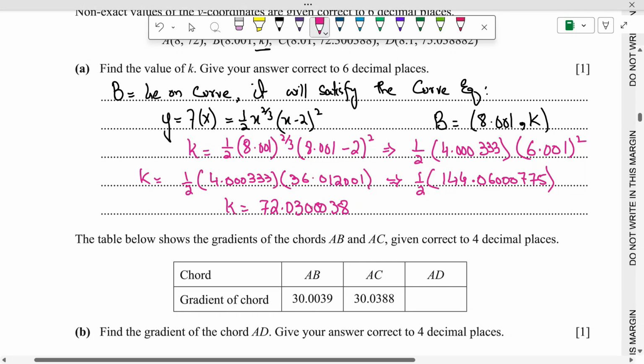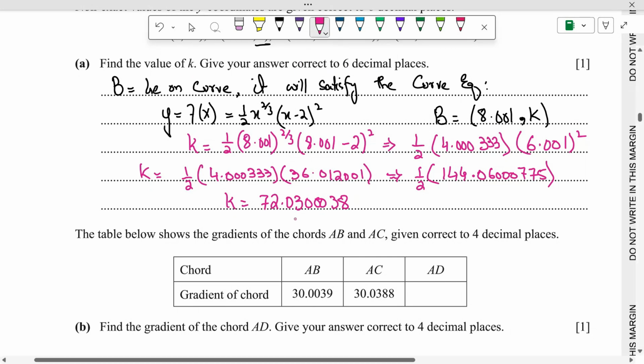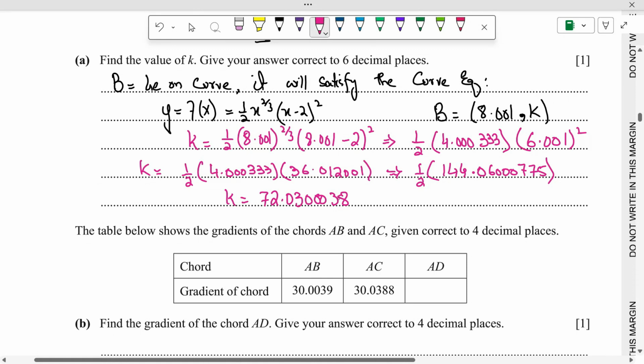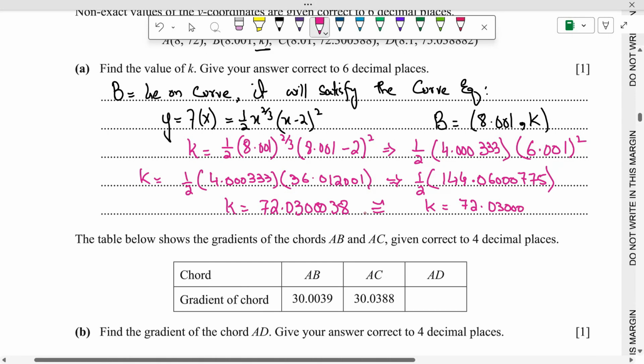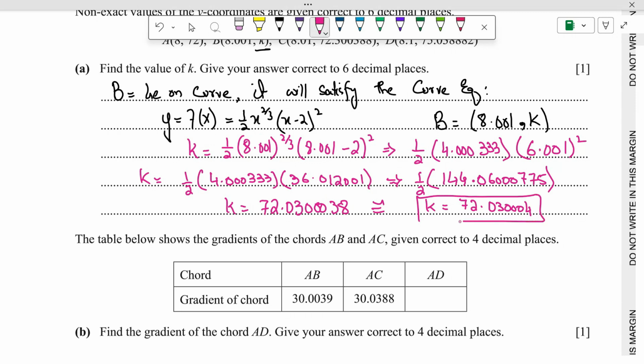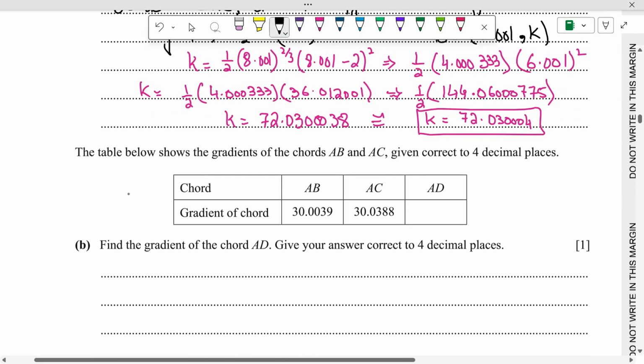Okay, after dividing we get k equals 72.03000038, and we need to find the value of k up to 6 decimal places. So 1 2 3 4 5 6, so it can be written as k equals 72.030000, and the 3 can be rounded to 4. So k equals 72.0300004. Let's move to part B.